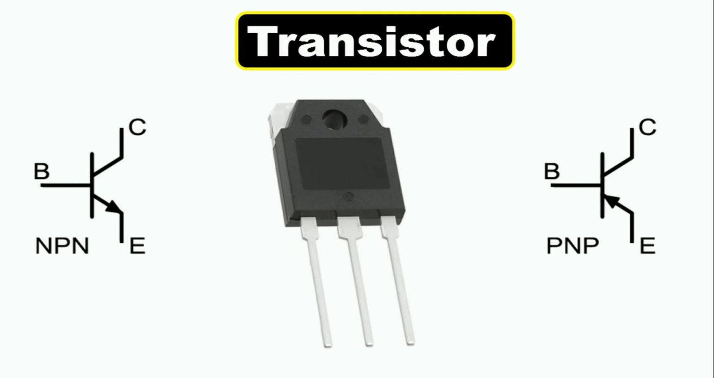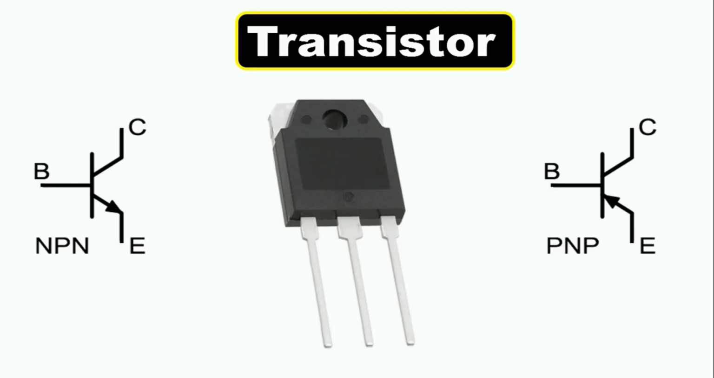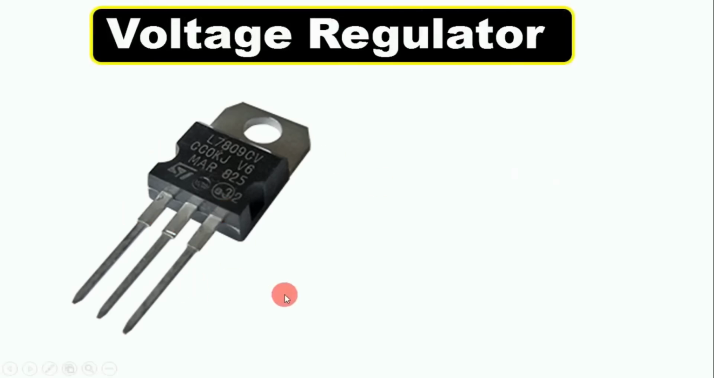Besides, we also use this transistor in a circuit where we have to turn a circuit on and off again and again. Like if you want to turn a circuit on and off 1000 times in a second, then there you have to use a transistor. Now this component which you can see here is known as a voltage regulator.